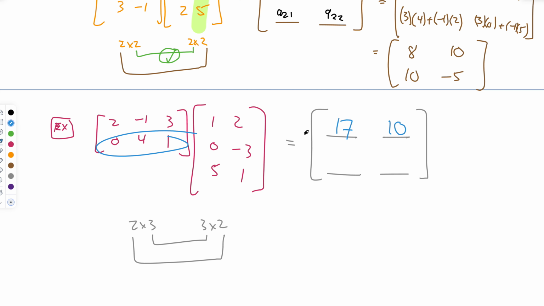Then I would do row 2, column 1. That's this entry here, row 2, column 1. So I would take row 2, column 1, which will be 0, 0, and 5. So you get 5. And then row 2, column 2, you'll take row 2, take column 2. 0 and 2 is 0, 4 and -3 is -12, 1 and 1 is 1, -12 plus 1 is -11. This would be my matrix multiplication.